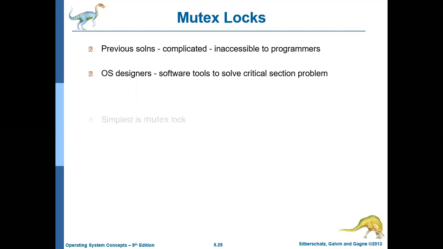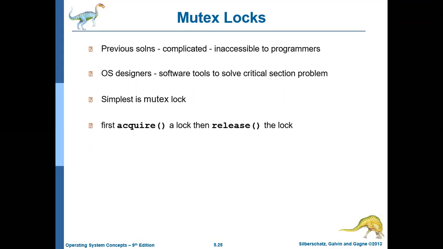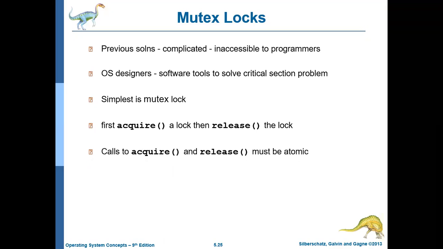The idea is simple here. First, before accessing the critical section, the particular process should acquire the lock. It should get the lock, and then it should access the critical section, and after accessing the critical section it should release the lock. This is the whole concept on which it works, and calls to acquire and release must be atomic.